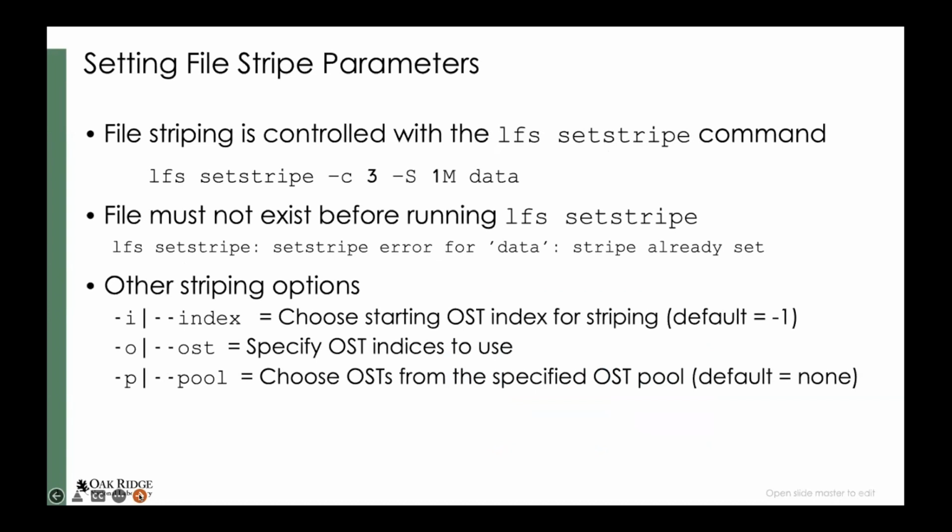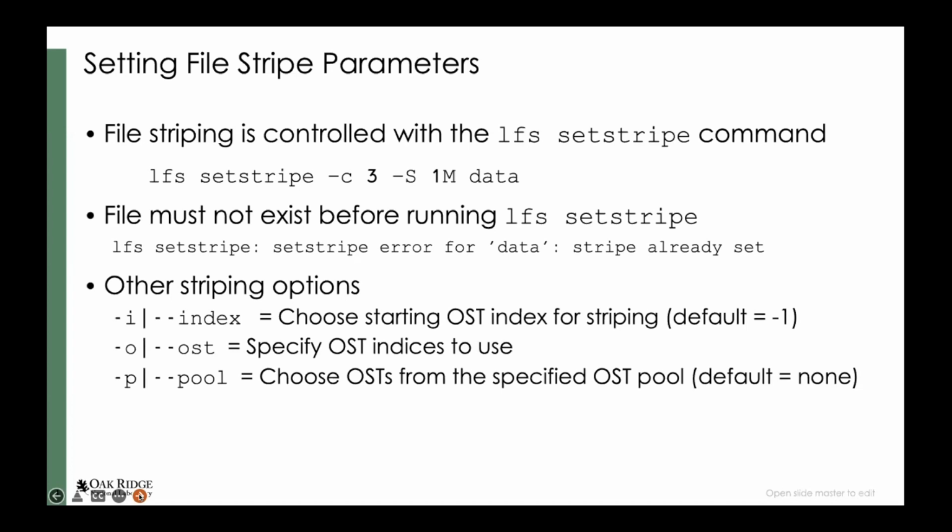Setting the file stripe parameters is controlled with the lfs setstripe command. One thing to keep in mind is that your files must not exist before running lfs setstripe, otherwise you will get an error. Once a file is created with a certain striping pattern set, it stays set, and you can't just change it by running another lfs setstripe command.